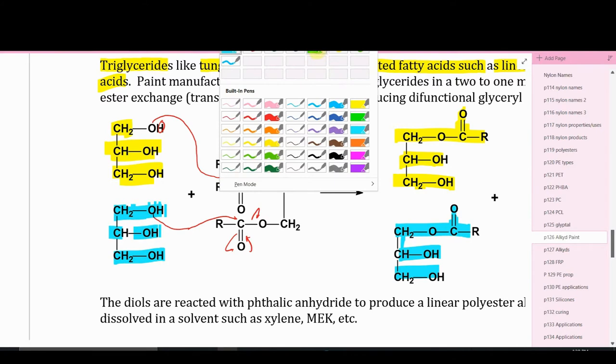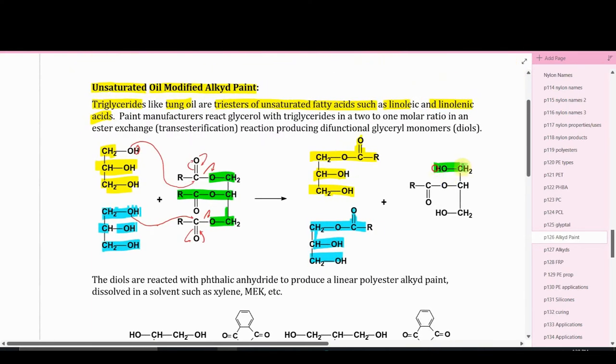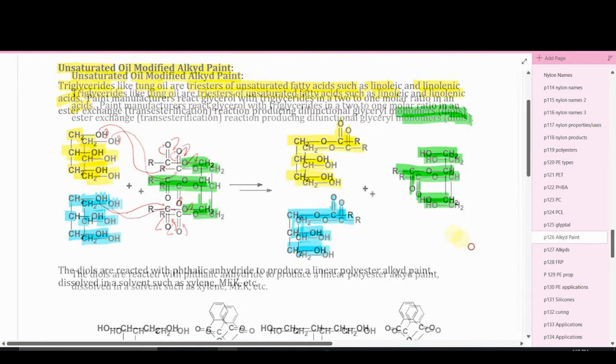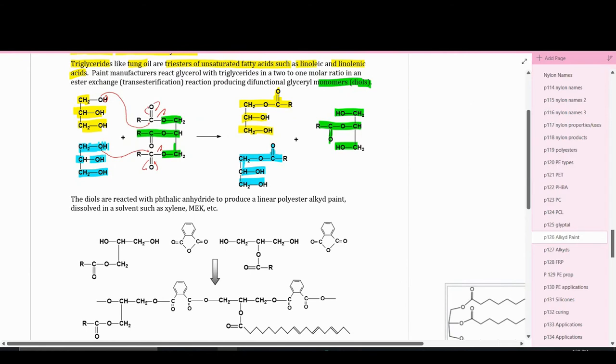See if I can find another color here. This piece in the center becomes this alcohol over here. The two OH groups on the end and the ester in the middle. So 2 moles of glycerol, 1 mole of triester gives us 3 moles, or 3 molecules, of glycerol monoesters. These are now diols. Right. See, each of these is a diol, and therefore difunctional. So this is what's done commercially to make paints.